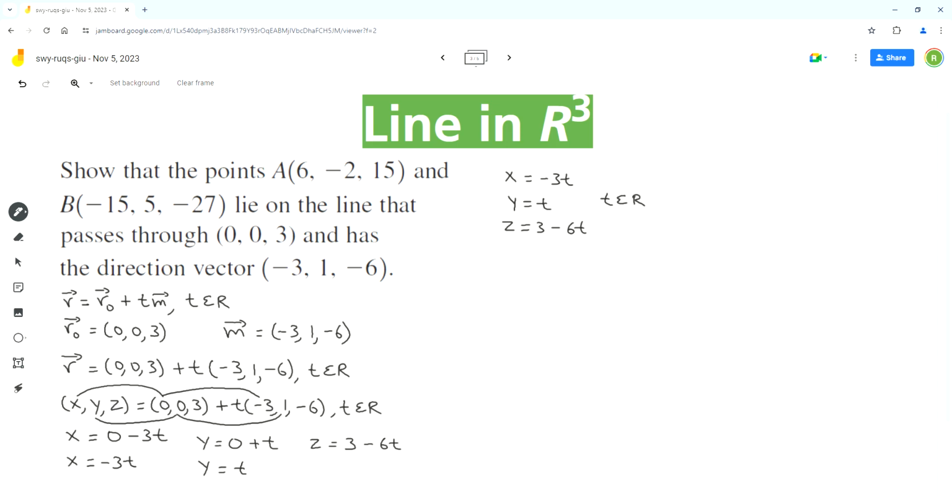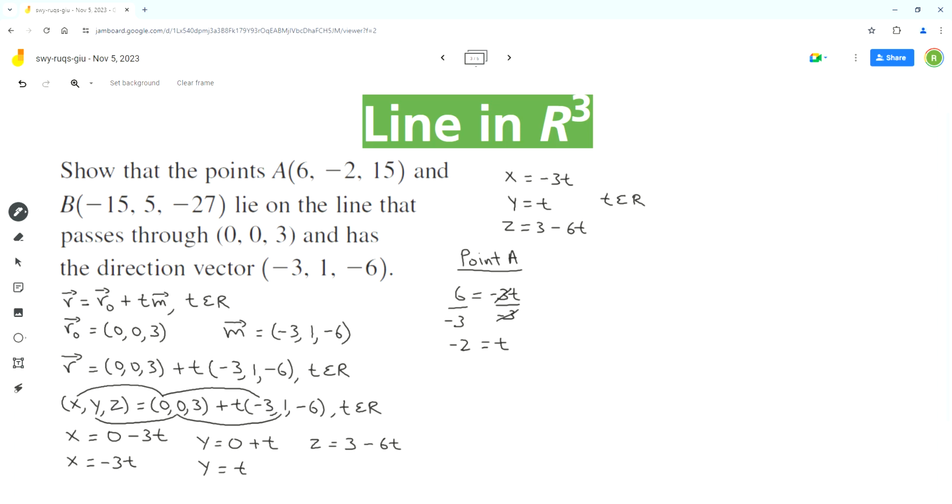Now we have to show that points A and B lie on this line. So let's start with point A. We should sub in x as 6, y as negative 2, and z as 15 in the parametric equations and see if we get the same value of t. So from the x equation, I get t equals negative 2.